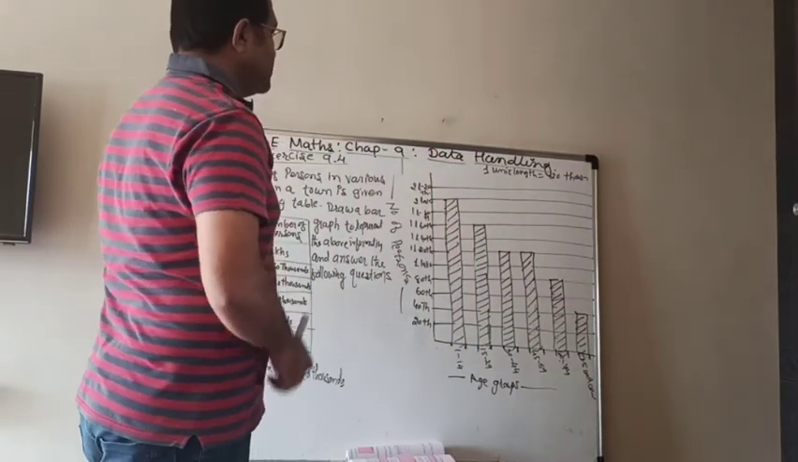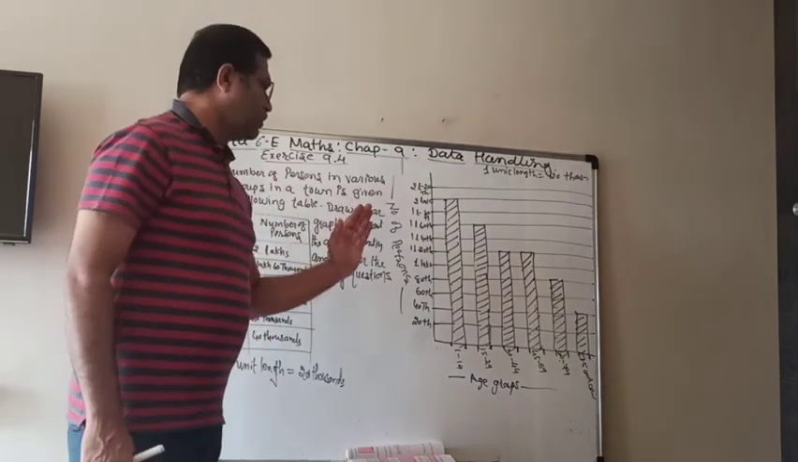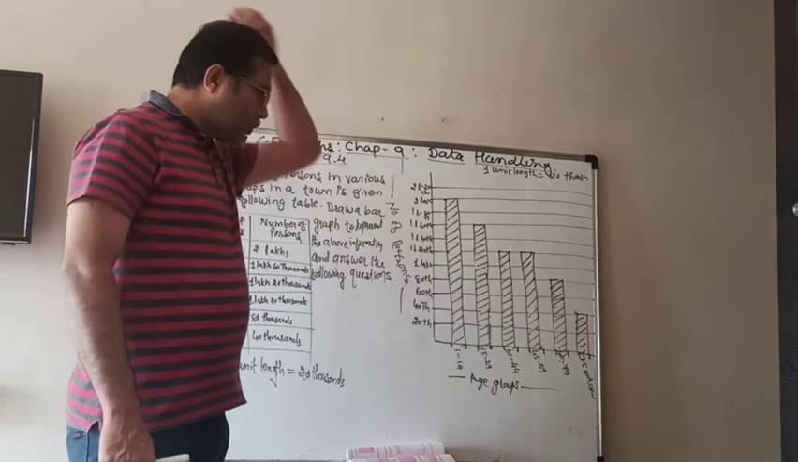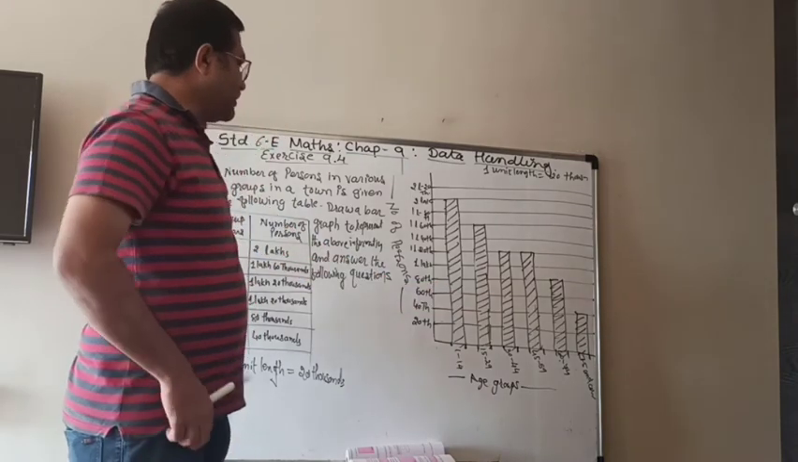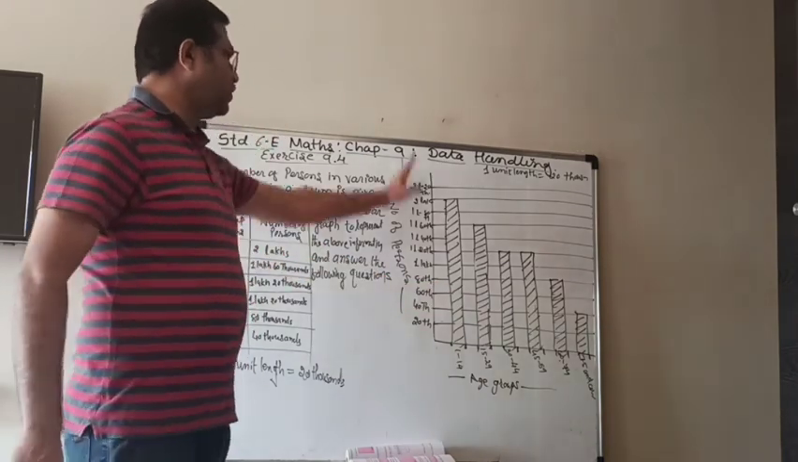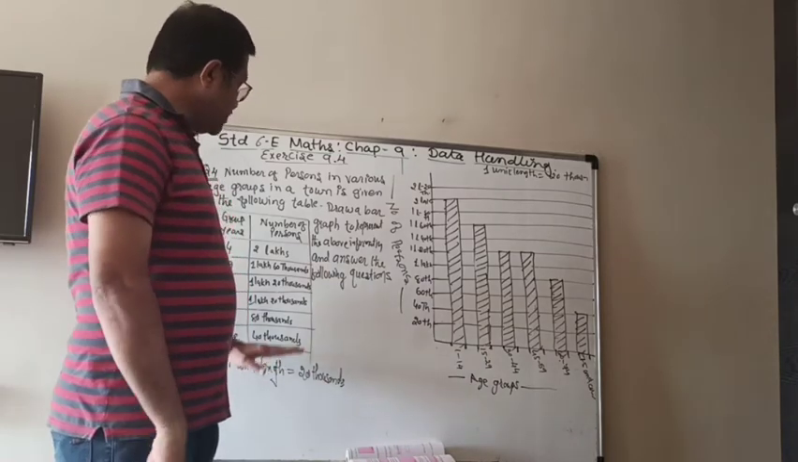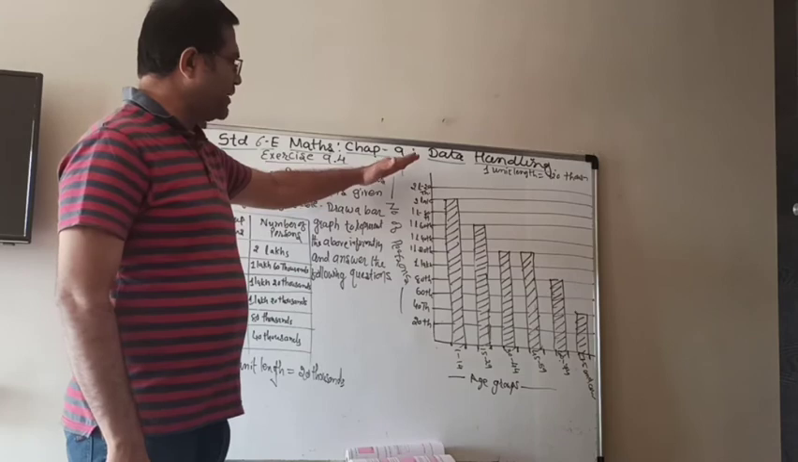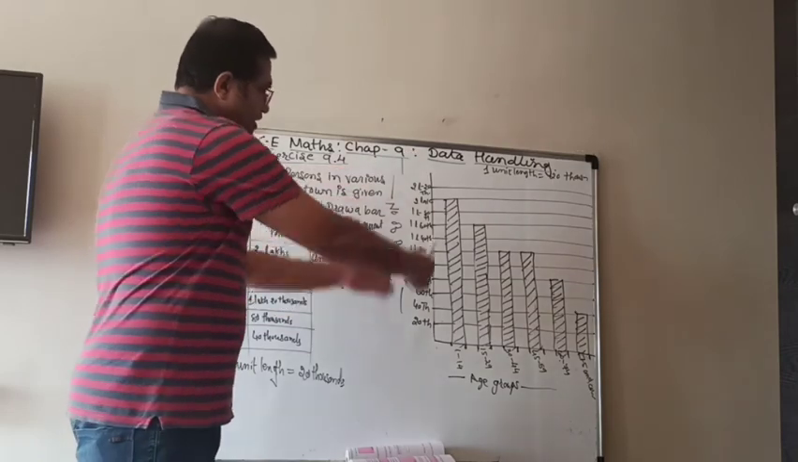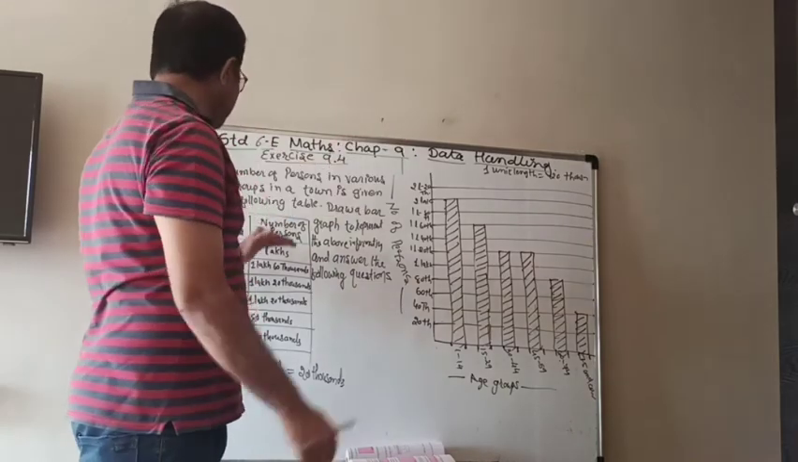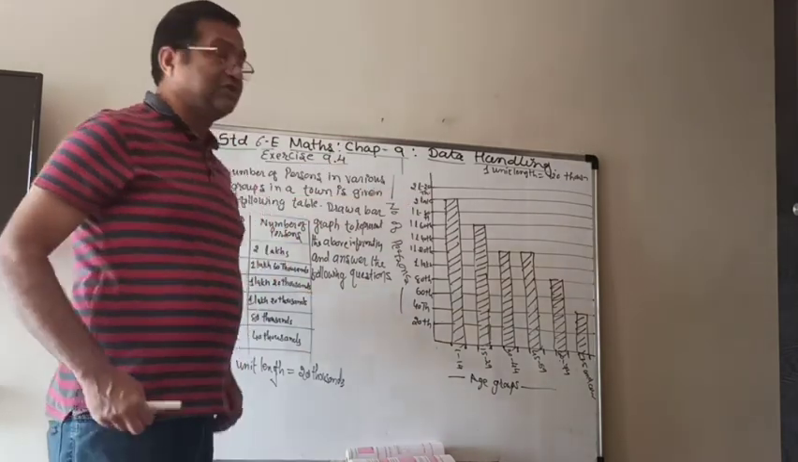So here, as we already explained, take the age groups on the horizontal line and the related number of persons on the vertical line, and then according to the unit length you put the numbers, and then for each age group we have to draw the bar according to the number of persons.